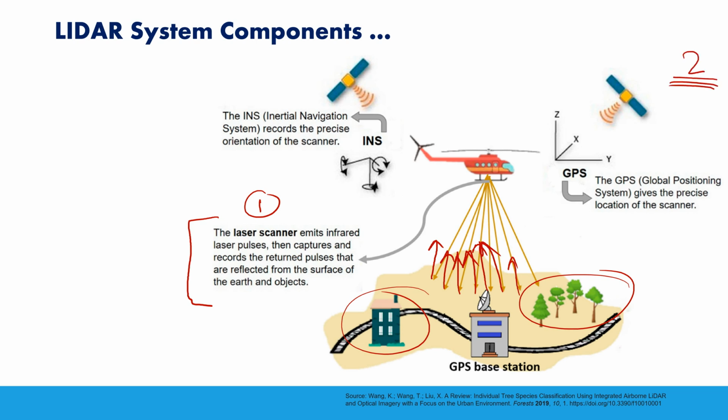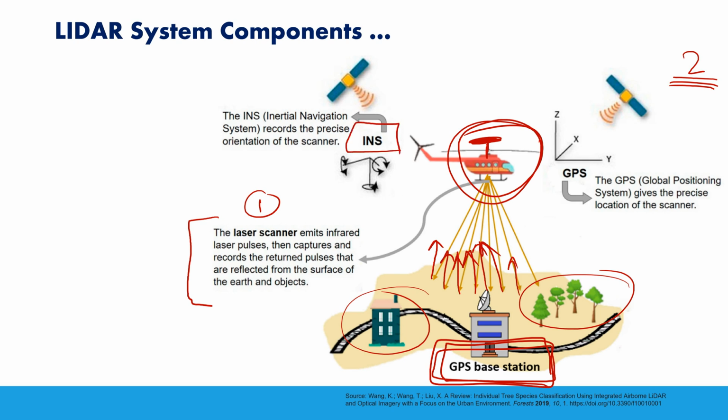And the GPS system is important for calculating the coordinates of the aircraft. We have here a GPS receiver. There would be a GPS receiver here. And then on the ground, there would be a GPS station. And this will help the system to calculate the coordinates of the scanned points or the scanned area. And the aim of the INS system is collecting information about the orientation of the scanner in the space.